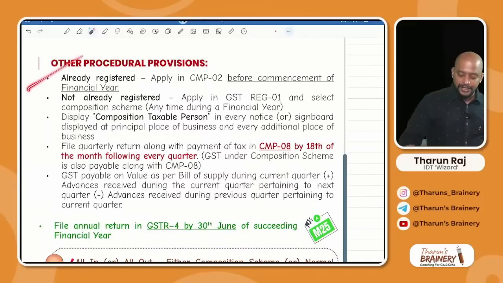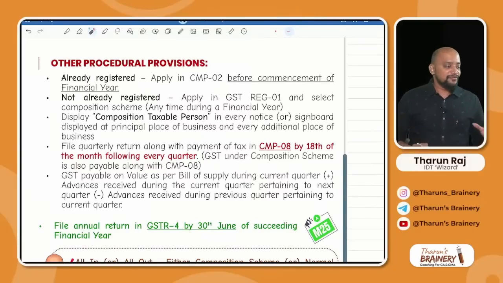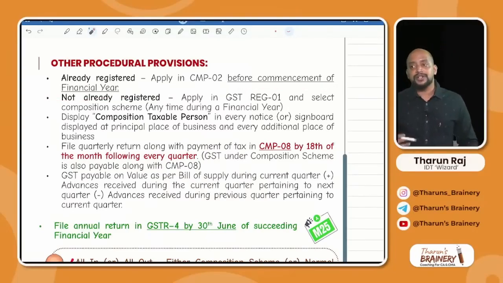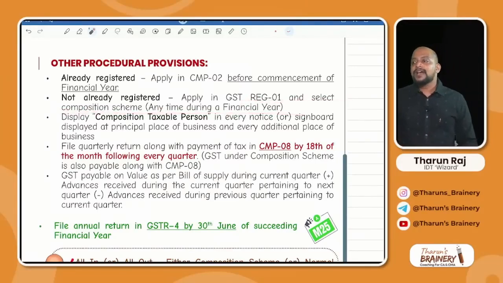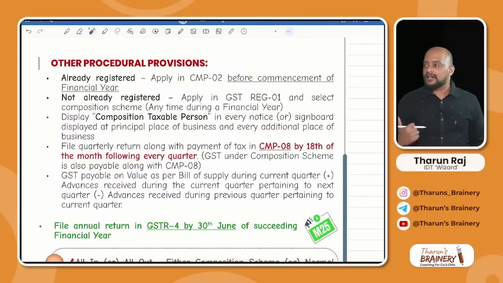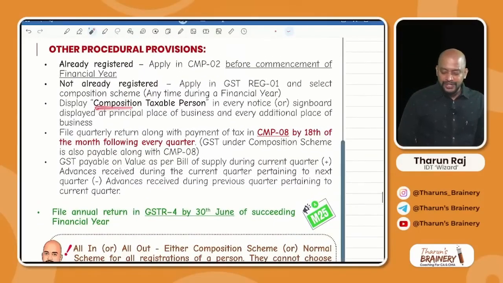See the first 2 points. Already registered: apply in CMP-2. CMP-2 is the form for entry into the composition scheme. When? Before the commencement of the financial year. Suppose I am not already registered, then in that case, apply in GST REG-1 and select the composition scheme at any time during the financial year. Is it clear?